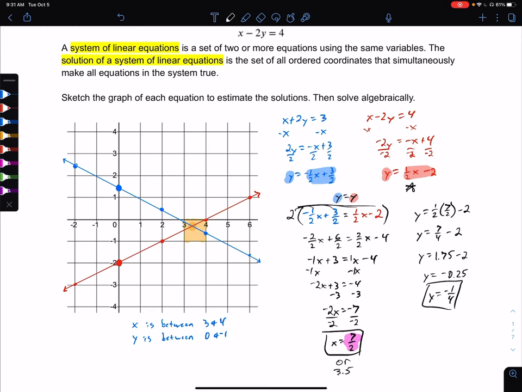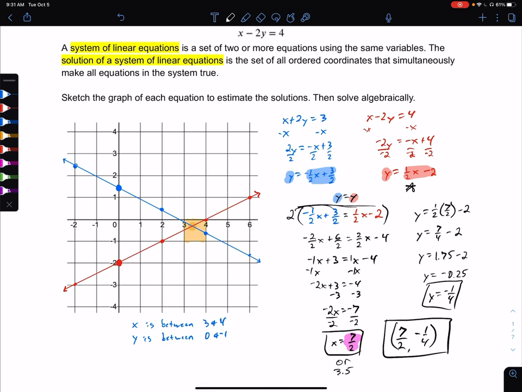And again, if I check with my graph, if I look here, a negative 1/4 seems like it would be pretty accurate, right, based on the sketch of my graph. So my solution is a coordinate point. So I'm going to say 7 over 2 and negative 1/4.